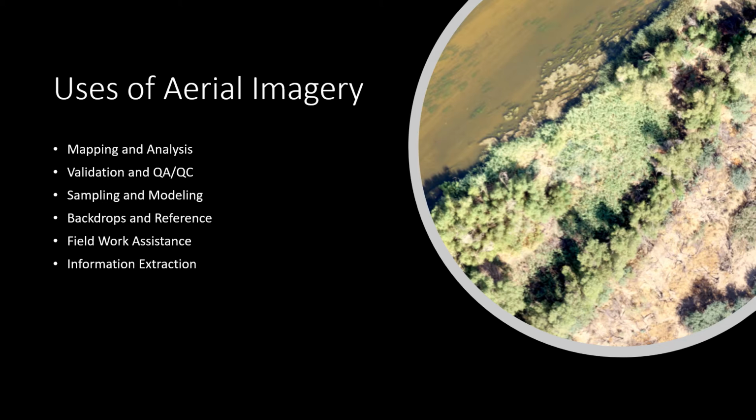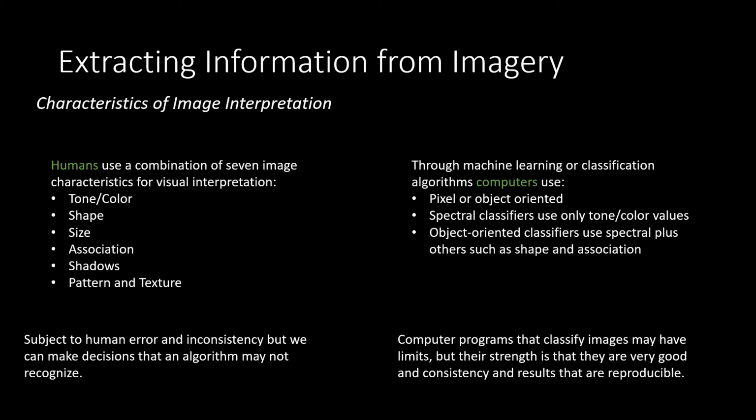And there's a plethora of uses for aerial imagery, such as mapping and analysis, sampling and modeling, again, backdrops and reference maps, assisting field work. Really, the key is to use imagery in such a way that we're able to extract information from it. Extracting information from imagery can also be referred to as image interpretation. Now, this can be performed by either a human user or by computers through machine learning and classification algorithms.